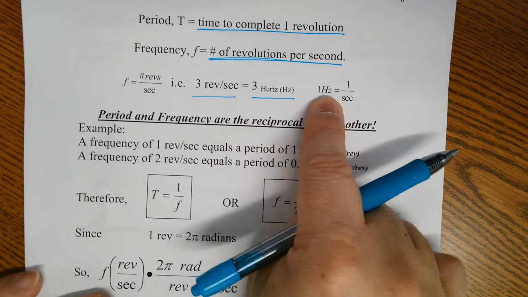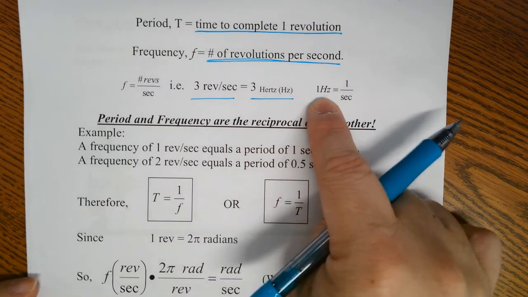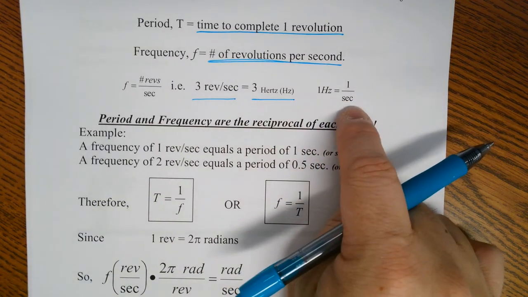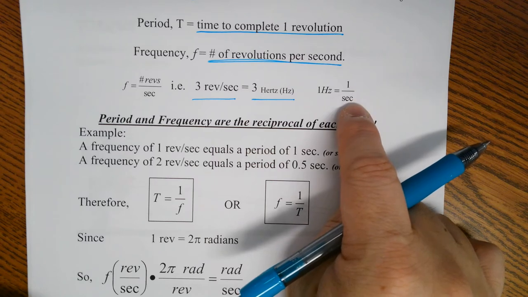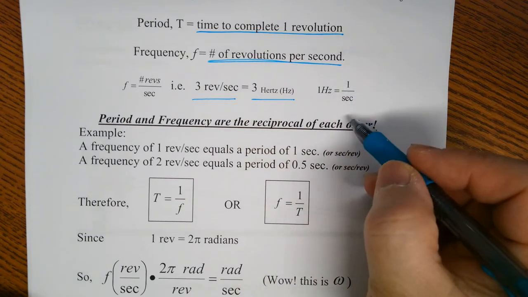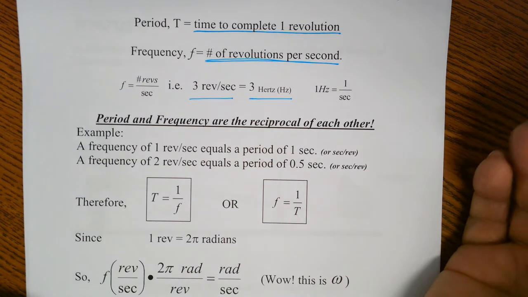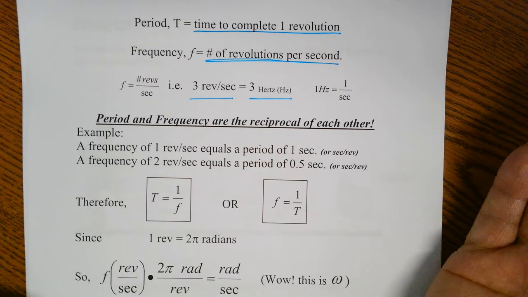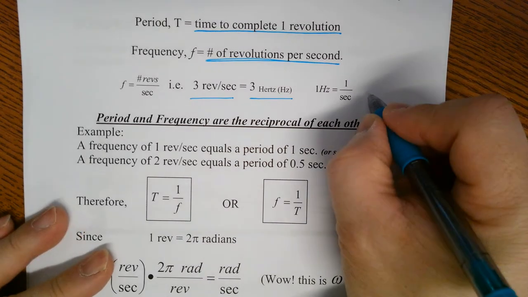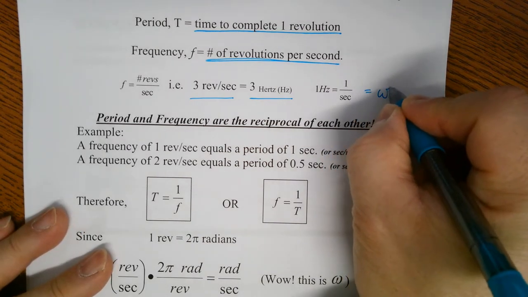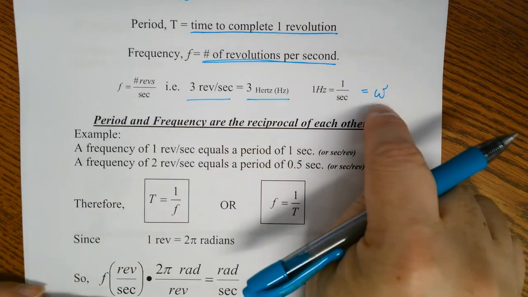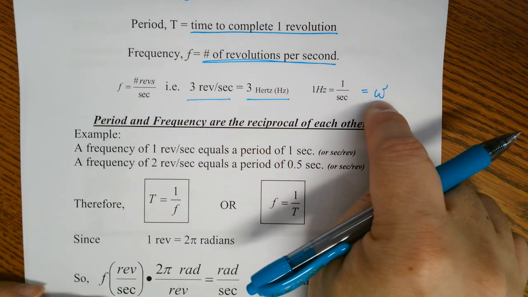So hertz is 1 over second. Okay? So remember some other thing that was the same thing as 1 over second? Like radians per second can be represented as, right? So this can also be represented as omega, right? So we'll talk about that more in detail, right?